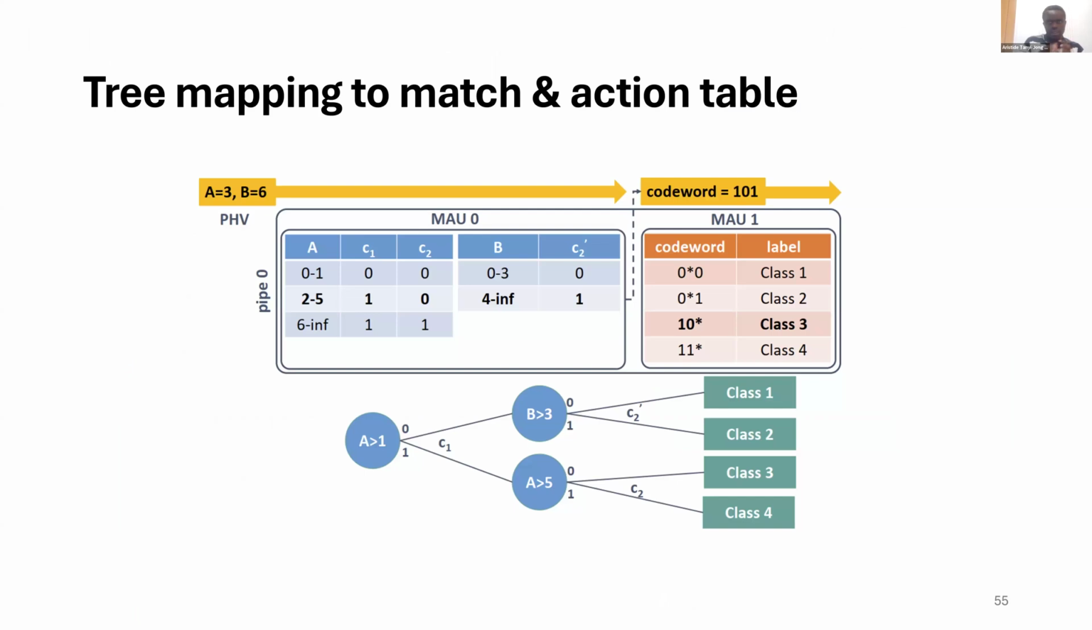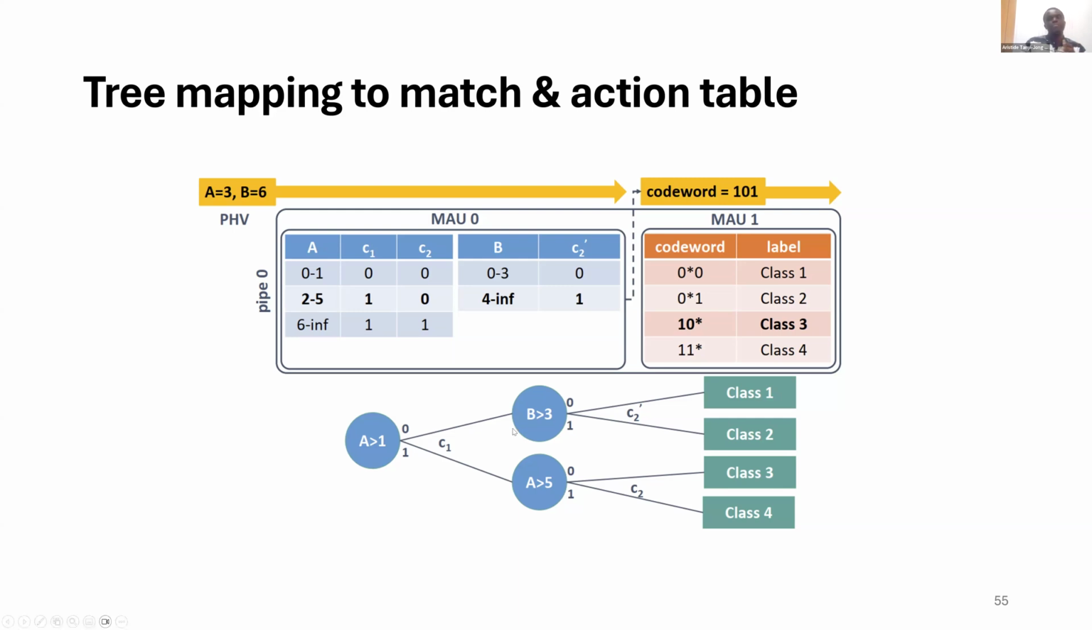This is an example of how you could implement a tree into a match and action table, which becomes a rule table in the switch. Let's say you have this simple tree with 3 nodes and 2 features, A and B. When you start from the first node, depending on the result of the comparison, if it is true, you go right. If it is false, you go left, okay? Our task with our P4 program is to convert this into a table.